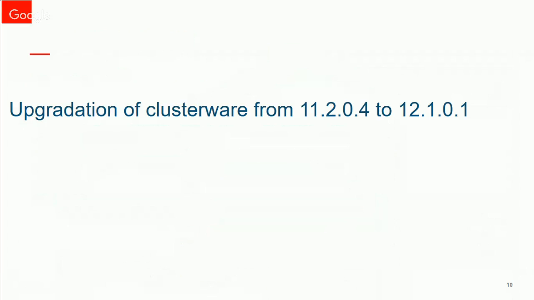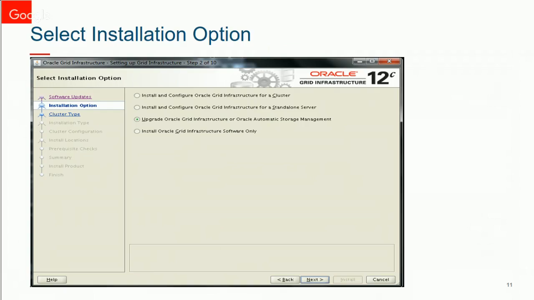So we are going to start with the upgrade of Clusterware. When you start your Clusterware upgrade, this is the first screen you get. There you're getting four options. The first option is install and configure Oracle Grid Infrastructure for a cluster. We choose this option when we are doing it for the first time. The second option we choose when we are doing it for a single machine. We have to choose the third option, which is upgrade Oracle Grid Infrastructure or Oracle Automatic Storage Management.